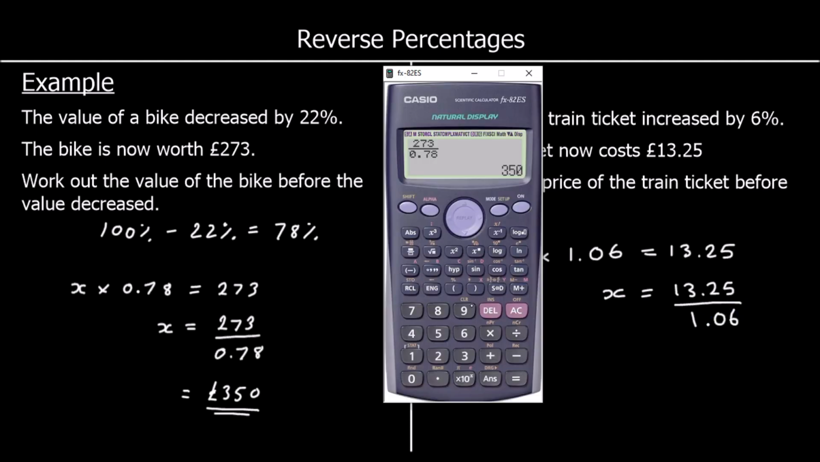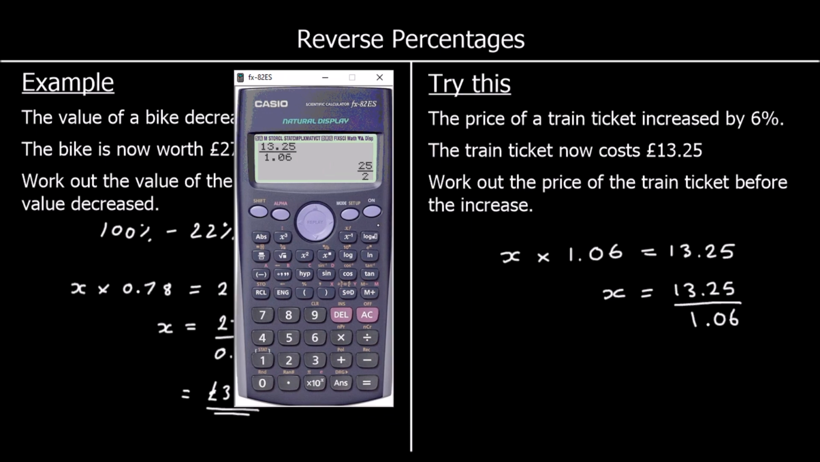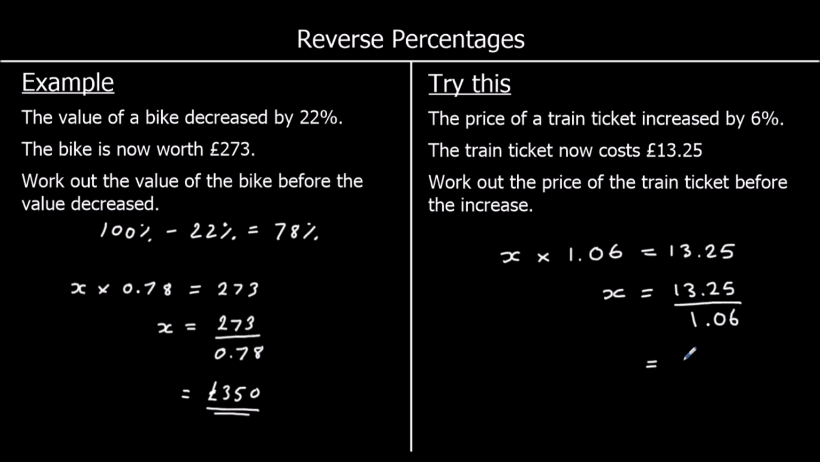So type in the calculator, 13.25 over 1.06, and that is 25 over 2, or 12.5. And it's money, so it's not 12.5, it's £12.50.